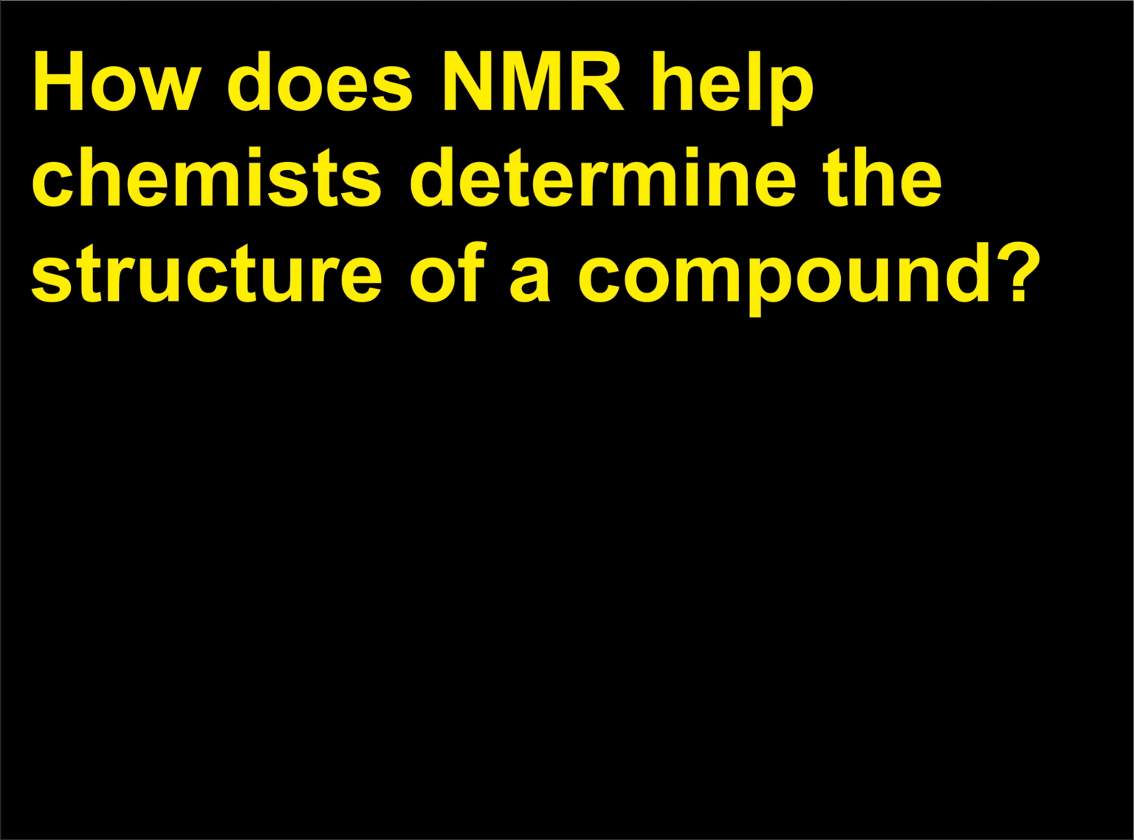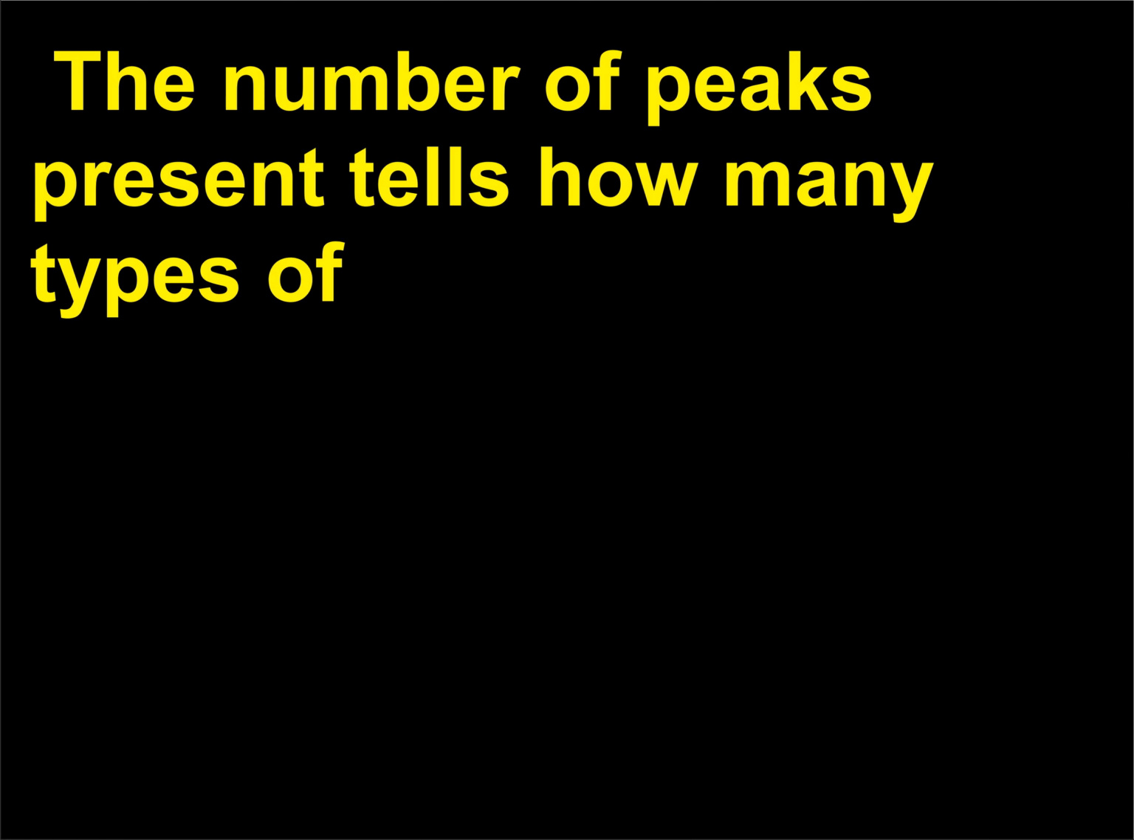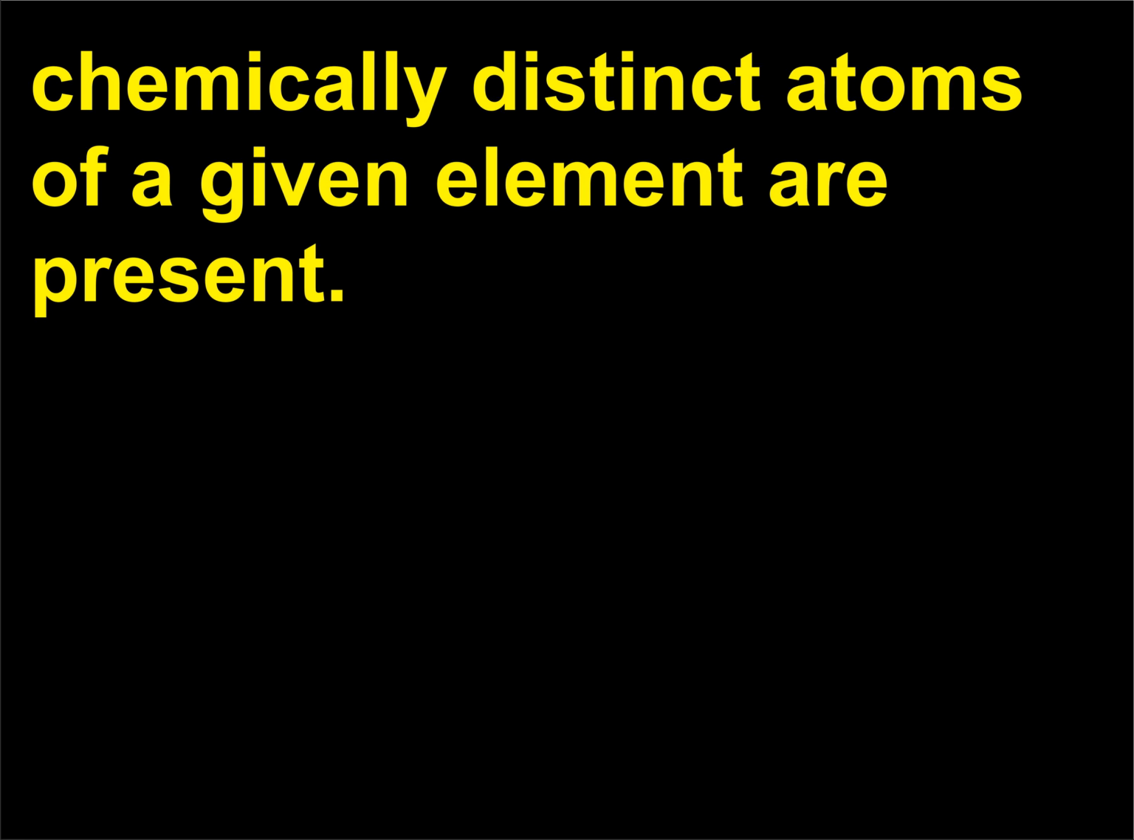How does NMR help chemists determine the structure of a compound? The peaks in an NMR spectrum can be related to certain properties of a molecule's structure. The number of peaks present tells how many types of chemically distinct atoms of a given element are present.